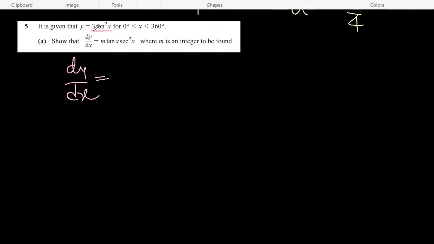So tan squared x is the square of tan. Whenever we have a power of a function, it is used just like a normal power rule first. What I mean is this: 3 is a constant, don't touch it. Tan squared x, bring that 2 in front and bring down the exponent of tan x by 1, which is just tan x, right? This is called the power of function rule.